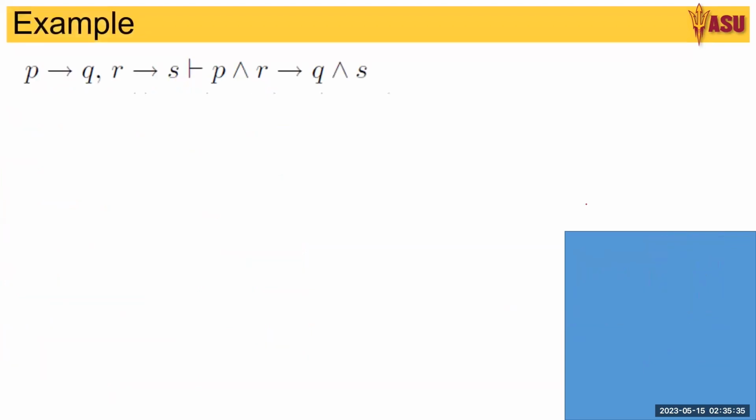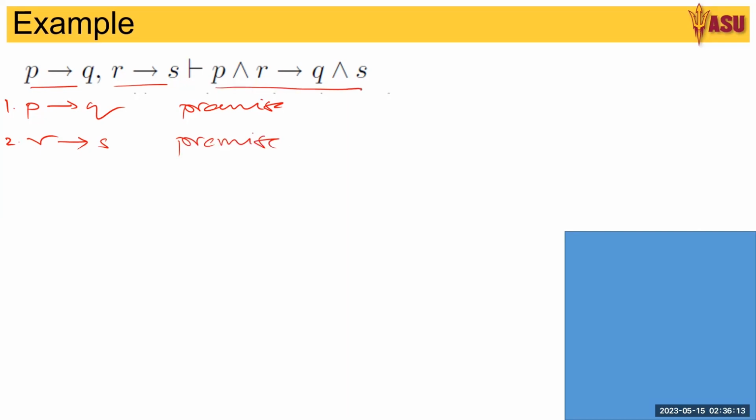The second thing, let's look at another example. Here, if P implies Q and R implies S, then I need to prove P and R implies Q and S. So what are my premises? I'm given two formulas here. So first premise is P implies Q. Premise 2, R implies S. This is my premise. Now I need to prove this.